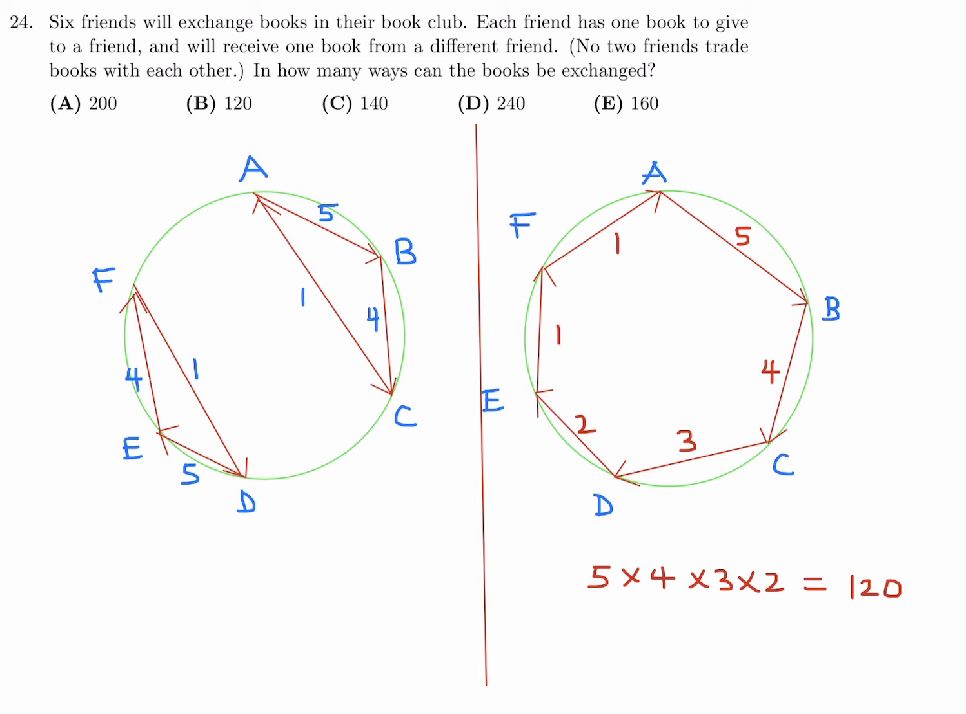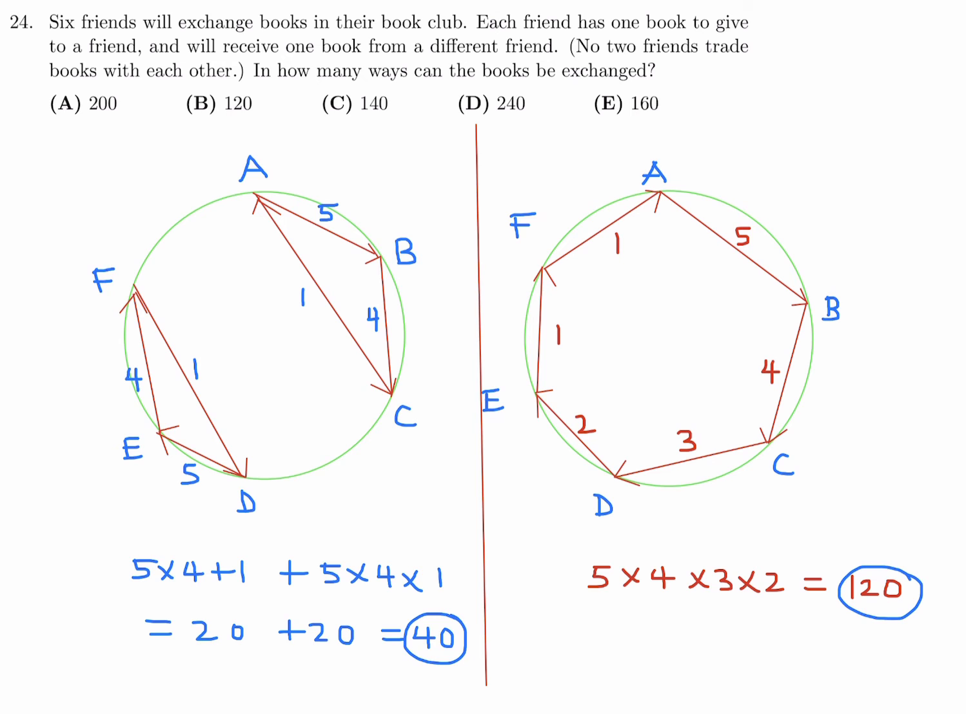So now we have to figure out the product. From here, it's 5 times 4 times 1. And then from here, we have another 5 times 4 times 1. So that means that's 20 plus 20, and that is 40. So we got 40 here, we got 120 here. So the grand total, if you add those two, is 160. So number 24, the answer is E.